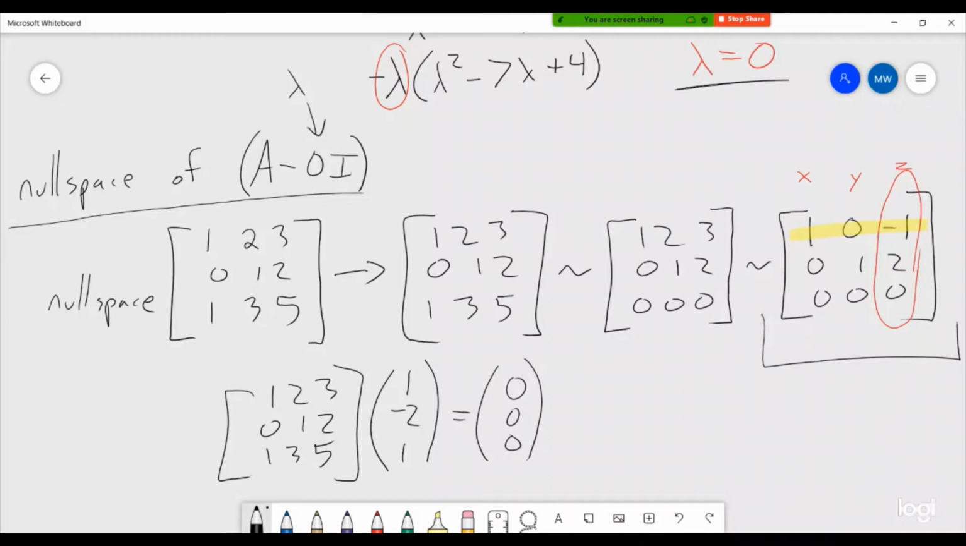And so that's how you can go about finding the eigenvector for a given eigenvalue.